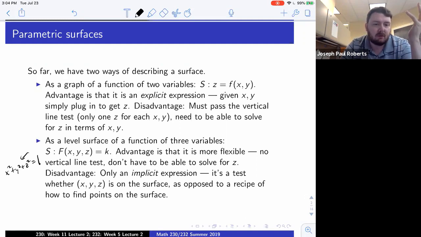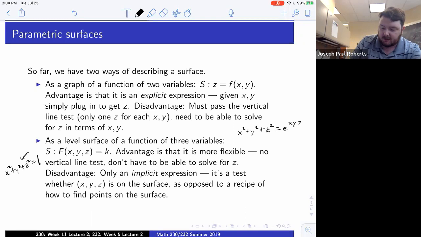Also, it's more flexible in that you can have way more complicated algebra going on. You can have an equation like x squared plus y squared plus z squared equals e to the xyz. You're not going to be able to solve that equation for any of those variables in terms of the other two. It's still a surface, but you're not going to be able to get z in terms of x and y. The only way to get z outside of that exponent is to take a log, but now you have z trapped in a log, and so you just get stuck. There's no way to solve for z in terms of x and y.